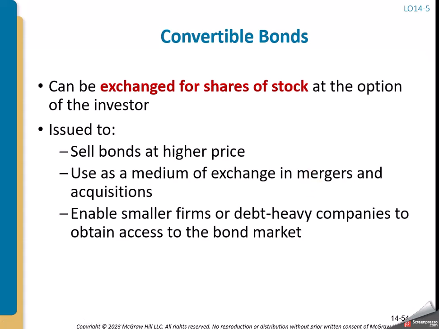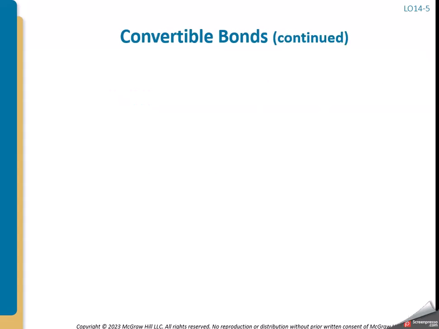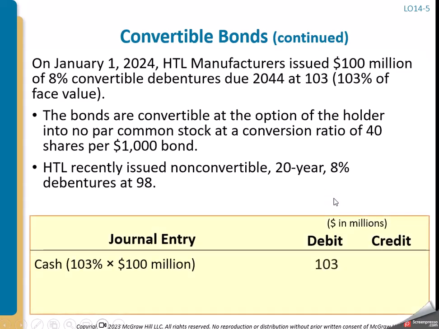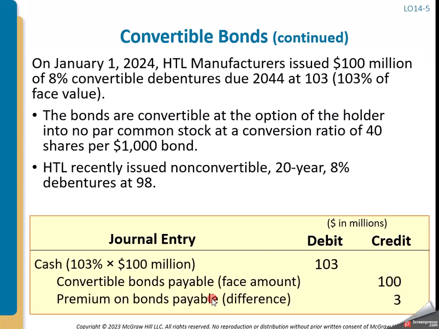Bonds that are convertible into shares of stock, again, that can be like a lucrative thing for the bondholder, and they may choose to do that. So in this case, we're issuing the bonds. So we're issuing $1,000 bonds at a premium of 103. So we get $103 in millions, though. So we get 103 million. We issue those bonds payable out at their face value, and we have the premium.